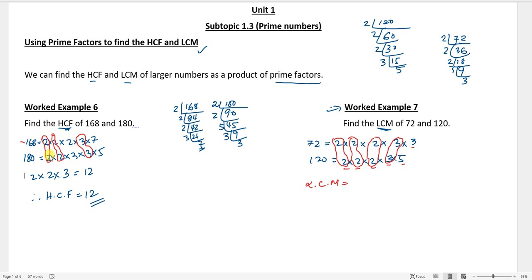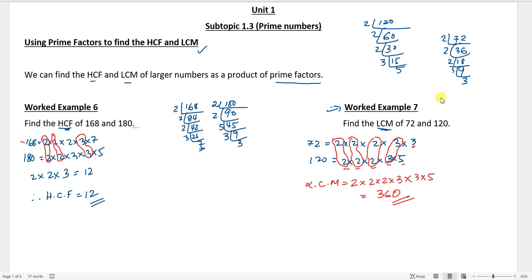The difference between HCF and LCM while solving: for HCF we just write the numbers that are common, but for LCM we write down the common ones first. So we have 2, 2, 2 and 3. So we write 2 times 2 times 2 times 3. Now the remaining numbers, 3 times 5, and that is going to give us 360.